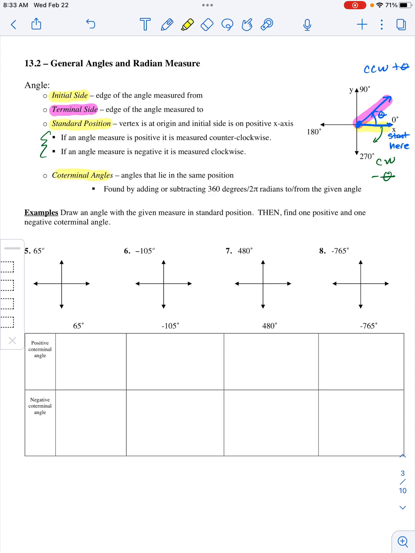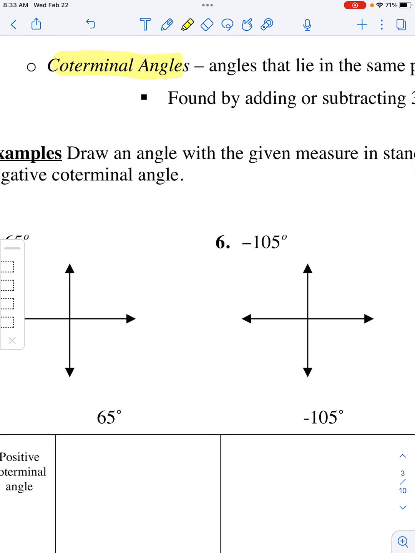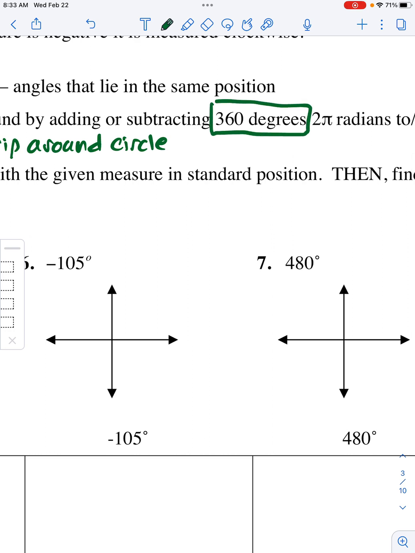Coterminals, and that's really what we're going to be practicing down in the chart, the majority of this assignment. Basically, again, the word tells you what it is. Co is shared, terminal is ending. So they have a shared ending, which means that they stop in the same place. Now, we're treating this almost like a dial, like hands on a clock, so that the ray you're making your angle with can go around and around. The fact that it creates a circle means that coterminal angles are one trip around the circle away from each other. For today, we're still measuring that in the common measurement of degrees, and so that's 360.